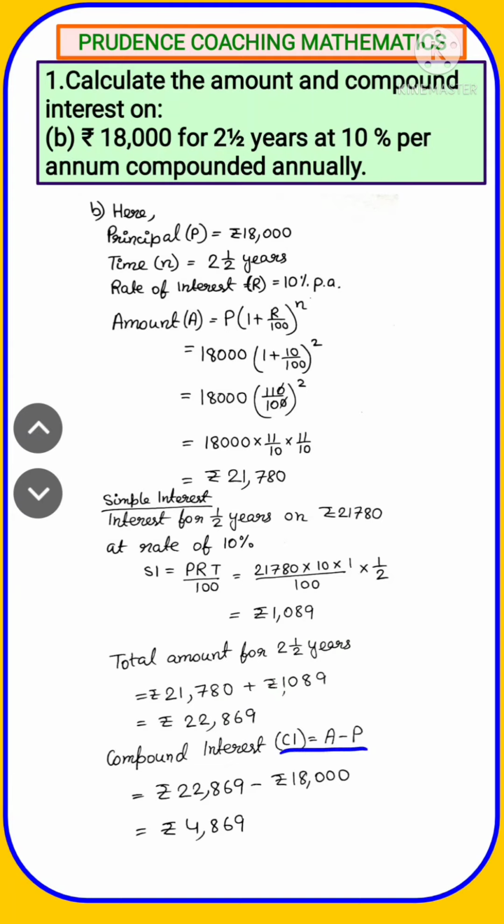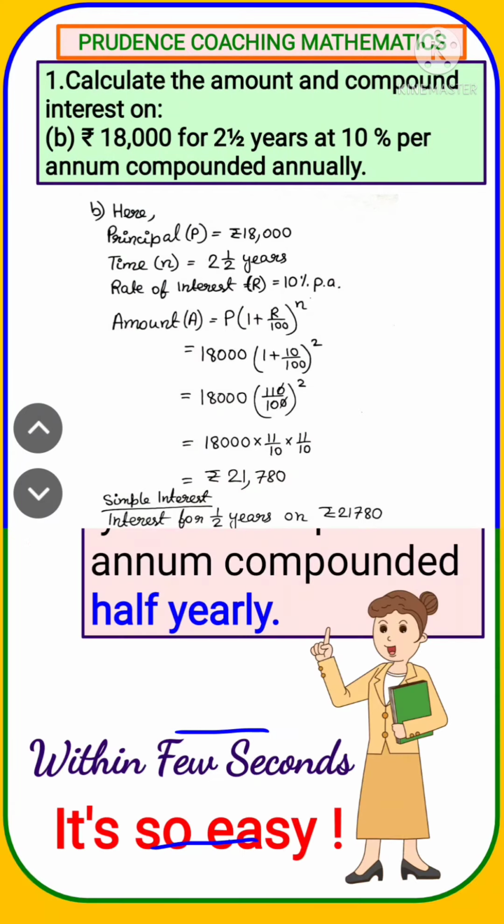Now we need to find out the compound interest, and we know the compound interest formula is amount minus principal. So this is our final amount, and this was our principal. So if we find out the difference, we will get rupees 4,869, which is our compound interest of this particular sum. So here we got the answers, that is total amount this one and compound interest is this one.